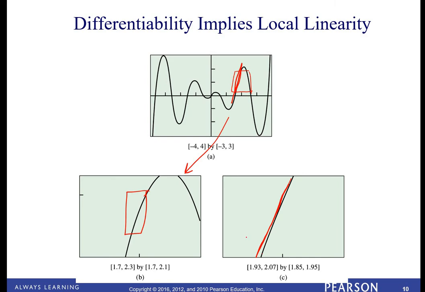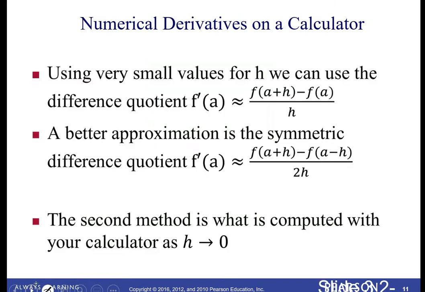That's local linearity. As I get closer and closer to a point, my curve gets closer and closer to a line. So that's what differentiability is. If a function is differentiable, that implies that there is local linearity at a point on the graph.